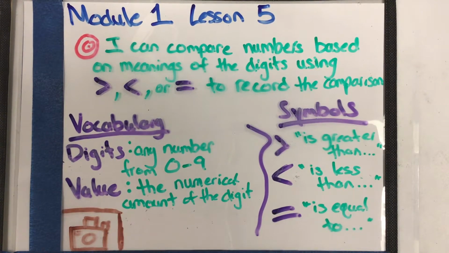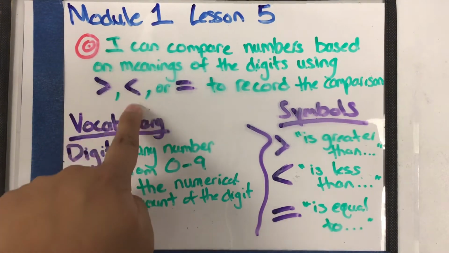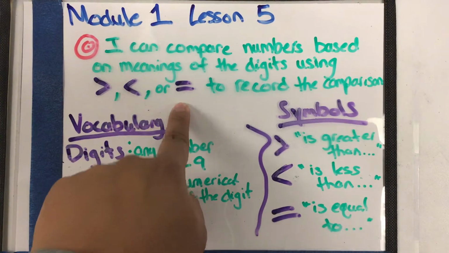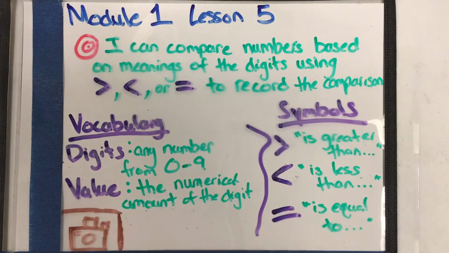Hello, fourth graders. Today we are going to be looking at Module 1, Lesson 5 of Eureka Math. And in this lesson, we are going to be looking at comparing numbers based on their meanings of the digits, using the greater than, less than, or equal to signs to record the comparison. Now, throughout this lesson, we're going to be looking at using the words digits and value, and also our symbols.